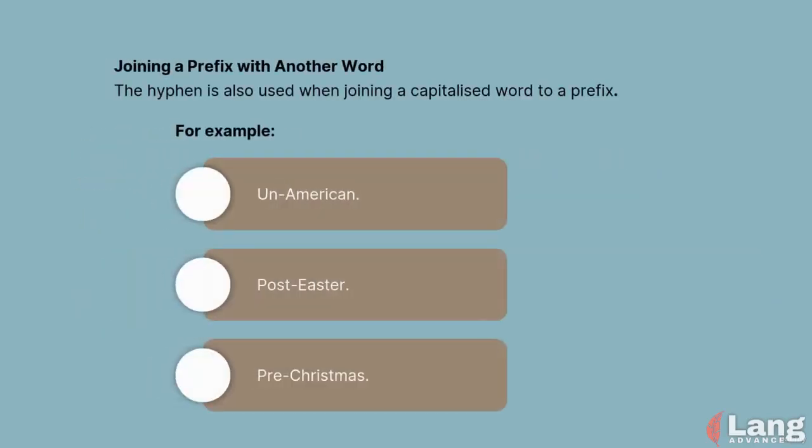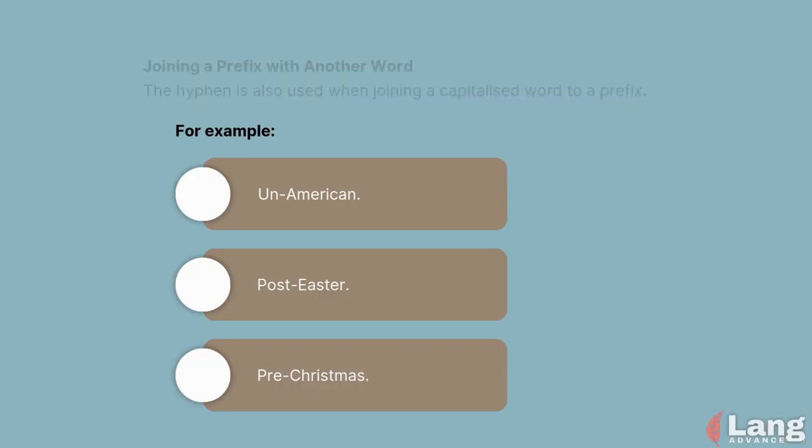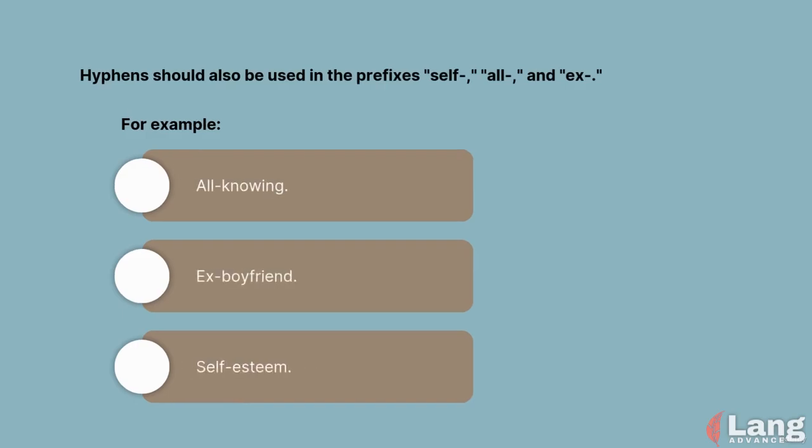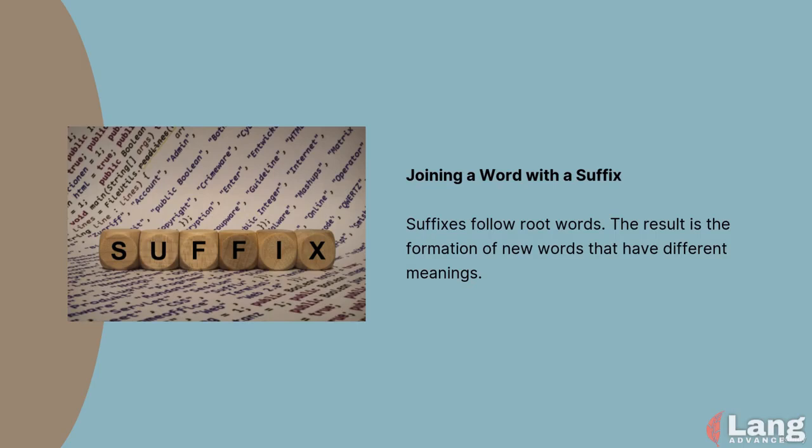Joining a prefix with another word. The hyphen is also used when joining a capitalized word to a prefix. For example, un-American, post-Easter, pre-Christmas. Hyphens should also be used in the prefixes self, all, and ex. For example, all-knowing, ex-boyfriend, self-esteem.